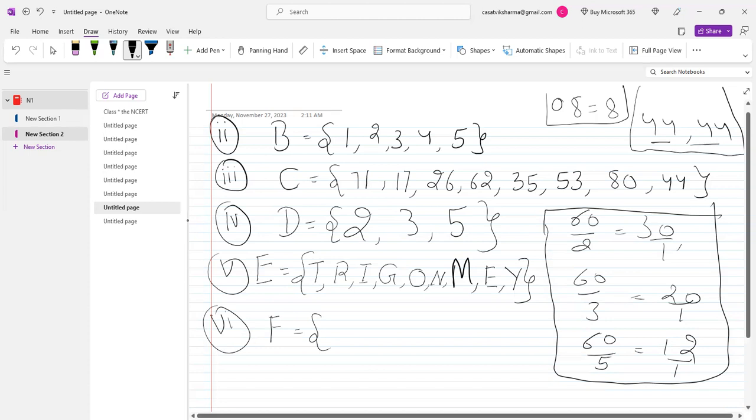Better. This B. This E. This T. And this R. Good. Question 3 is also done. Let's move to question number 4.